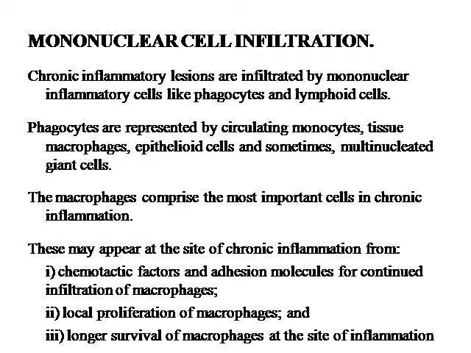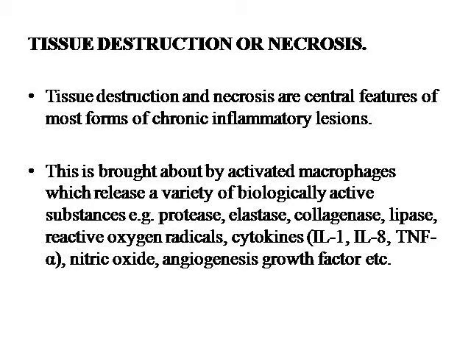In acute inflammation, the common inflammatory cells are PMNs, polymorphonuclear cells. In the same way, here macrophages are very commonly seen in chronic inflammation. They appear at the site of chronic inflammation by one, chemotactic factors and adhesion molecules for continued infiltration of macrophages; second, by local proliferation of macrophages; and third, by longer survival of macrophages at the site of inflammation. Moving to the next common feature, that is tissue destruction or necrosis.